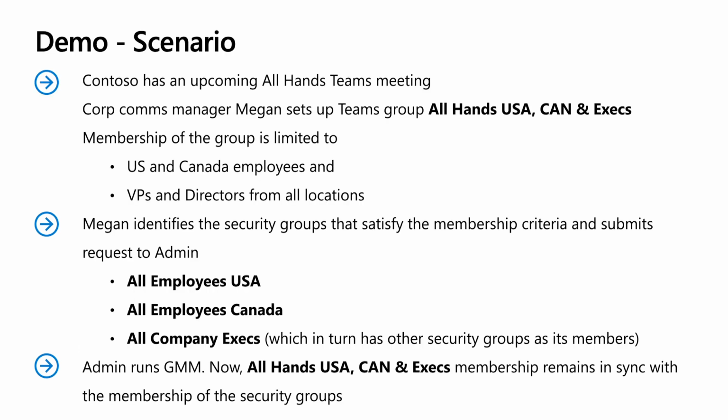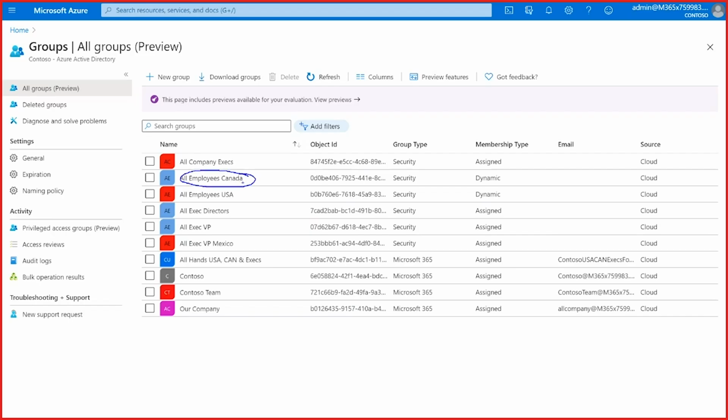Contoso has an upcoming all-hands Teams meeting. The corporate communications manager, Megan, sets up a Teams group called the All Hands USA, Canada, and Execs, and specifies that the membership of this group is limited to all of the employees in Canada, all of the employees in USA, and all the company executives. So she sends a request to the admin and tells him that her group, the All Hands USA, Canada, and Execs group, should be populated by the members of these security groups.